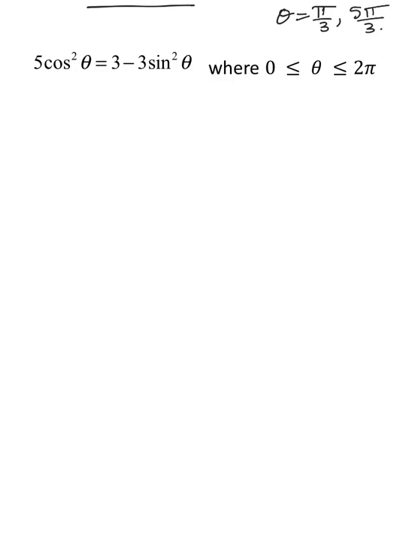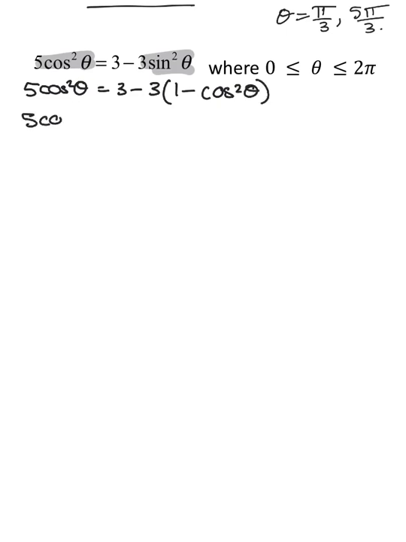Okay, question D. This one here is a Pythagorean trig identity. I know that because I've got cos squared and sine squared. My aim is to get them so I only have either cos or sine. I'm going to get rid of the sine squared. So this will become 5 cos squared theta equals 3 minus 3 outside of 1 minus cos squared theta.